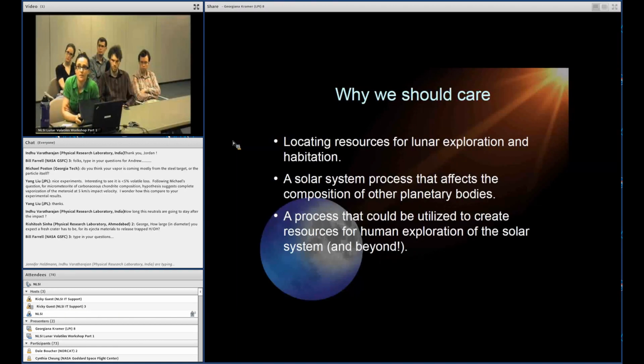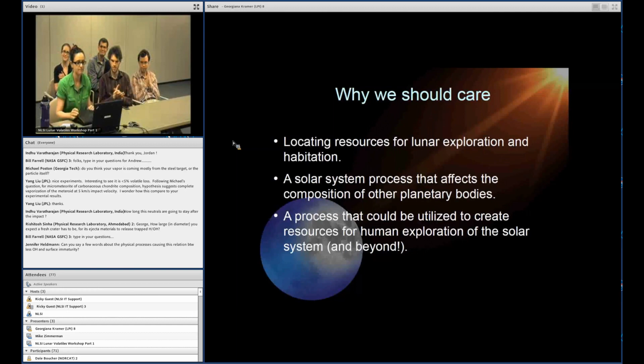This isn't just a lunar phenomenon. This is a solar system process that affects the composition of other planetary bodies, very likely, and it's a process that we could utilize to create resources for human exploration of the entire solar system and maybe beyond. And that's it.